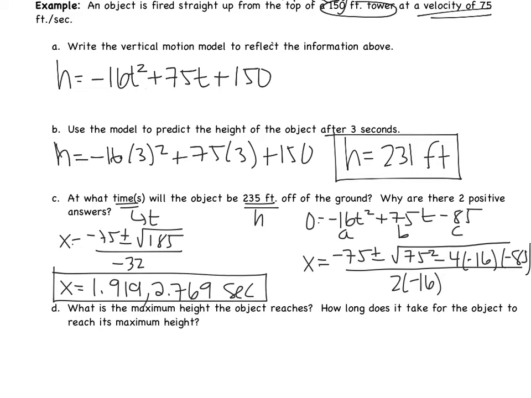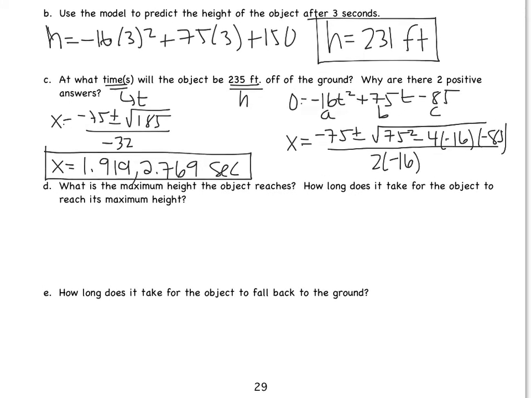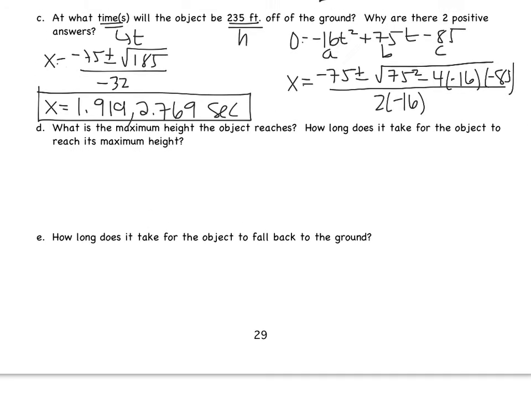Okay, so now the question is, why are there two answers? Well, if we think about our object, if we're currently at 150 feet and the object is shot straight up, it's going to hit 235 feet on its way up and then also on its way back down again. So that's why we get two positive answers. So now if we move on to D and E.